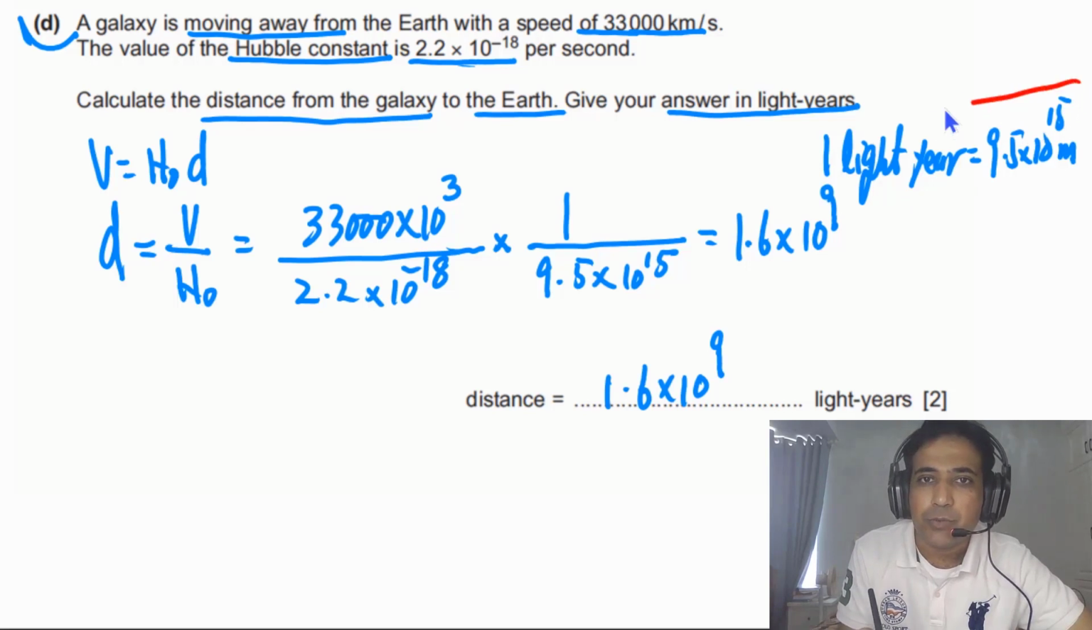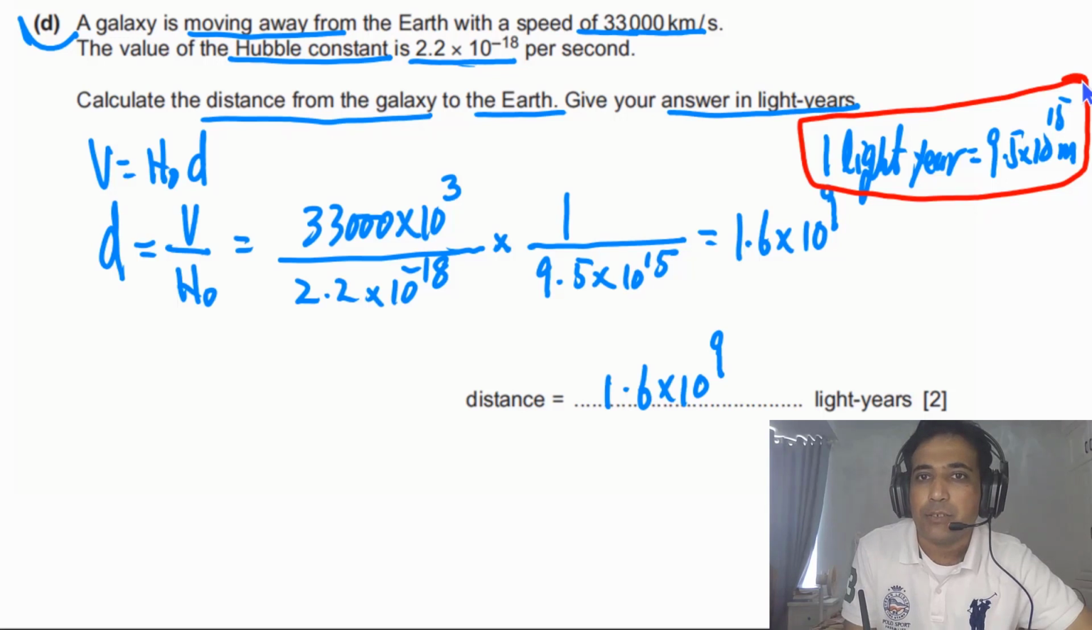So the main point is we need to understand that 1 light year is equal to this, the relationship between light year and meters. And that's all for today's lesson.